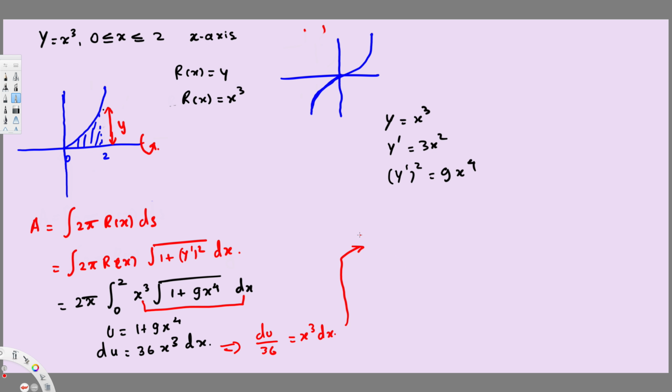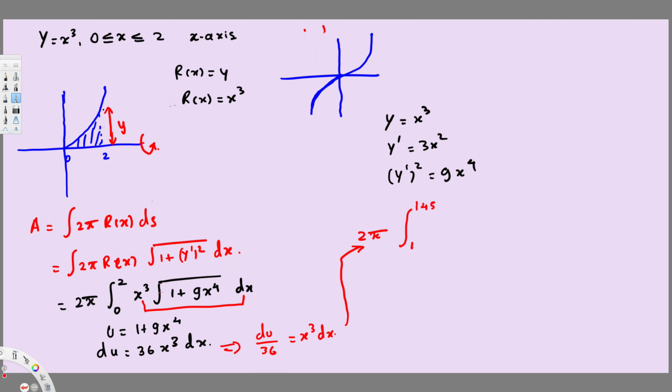Let's continue here. So we have 2 pi integral. Now we have to find the new limits of integration. That way it's easier. We don't have to go back again, right? So to find the new limits of integration, we just replace this lower limit with x value. That's going to give us 1. So the lower limit is going to be 1. And if we replace 2 with x value, that's going to become 2 to the power 4. That's going to be 16, right? 16 times 9 is going to be 144. So 144 plus 1, that gives us 145. So this is going from 1 to 145.